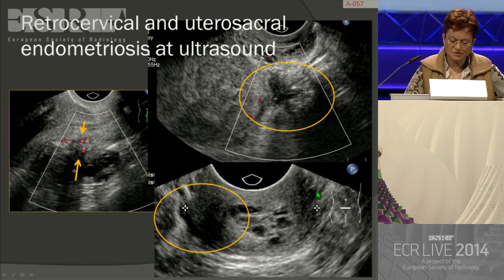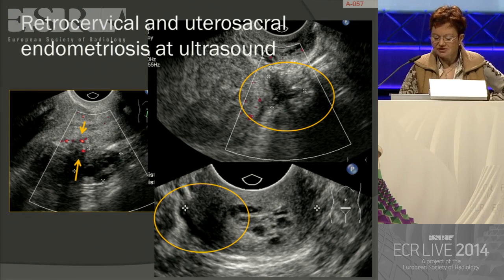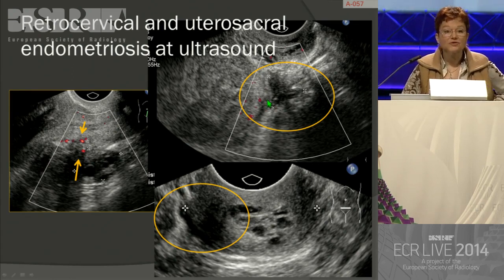Here are other examples of retrocervical endometriosis. Here is the cervix again. Sometimes it's at this place called torus uterinus, which is the portion where both uterosacral ligaments connect behind the cervix. And you can see also that those lesions extend to the uterosacral ligaments. If you do axial images through the cervix, you can see lateral to the cervix those hypoechoic triangular lesions which sometimes grow into the rectum.